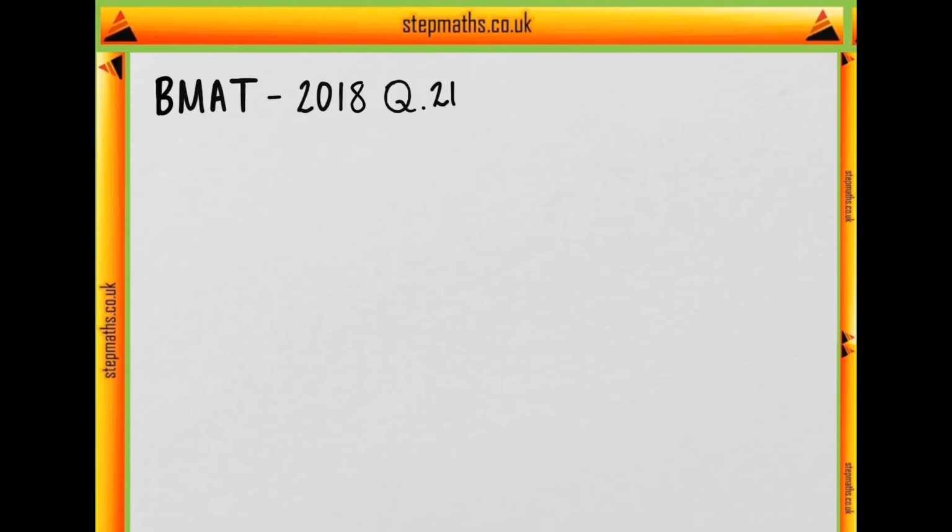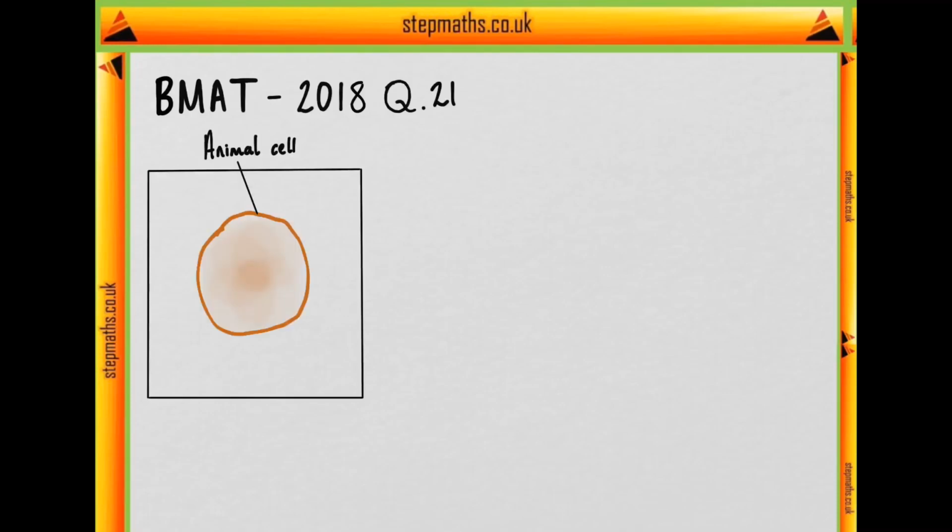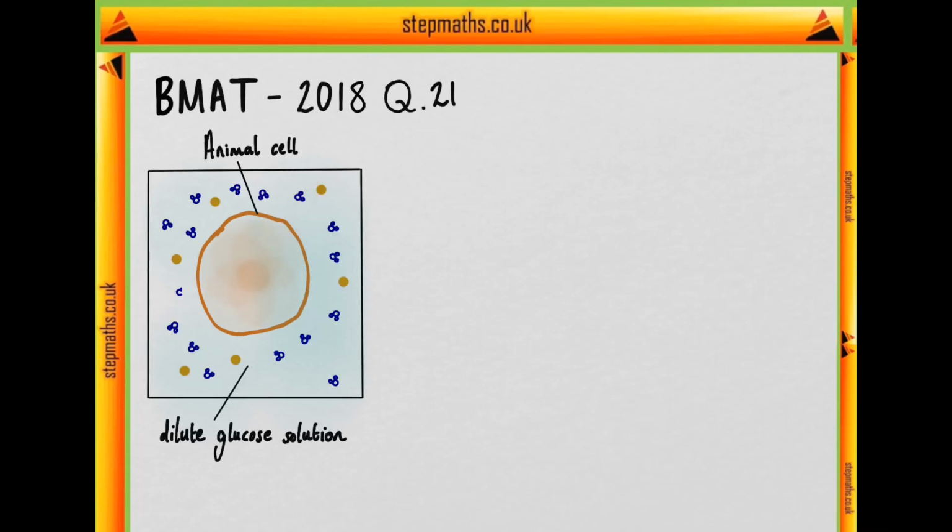In question 21, we're presented with a lot of information, so I'm going to present it graphically. So we're told we have an animal cell, which is surrounded by a dilute glucose solution, so that will obviously contain water molecules and glucose molecules. And we're told there's a lower concentration of glucose in this glucose solution than there is within the cell cytoplasm.